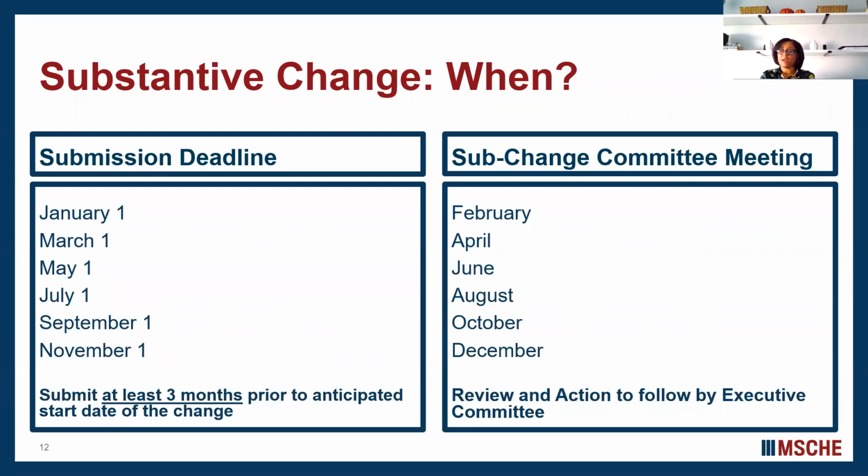The Commission accepts substantive change requests 6 times a year, and the Substantive Change Committee meets in the subsequent months to discuss those requests. The substantive change committee's recommended actions are submitted to the executive committee for review and action. Because the review process depends on the readiness of the request form, we suggest you submit your request forms at least 3 months prior to your desired start date, keeping those deadline dates in mind.